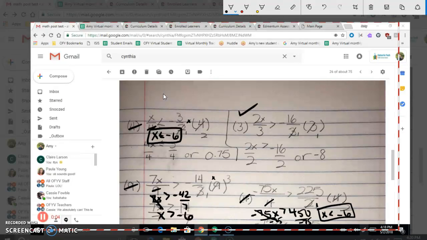Okay. And then here, you're right that it's negative 8, and so it's going to be x is greater than negative 8. Now on your test, you're going to have to pick a graph that goes with it. And so let's draw this graph.